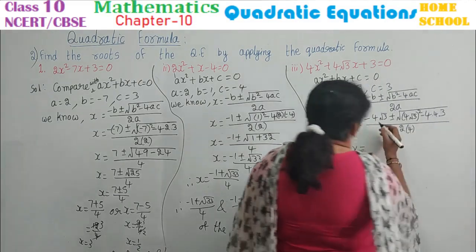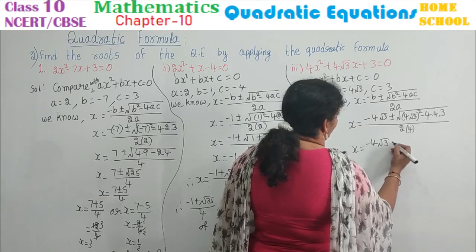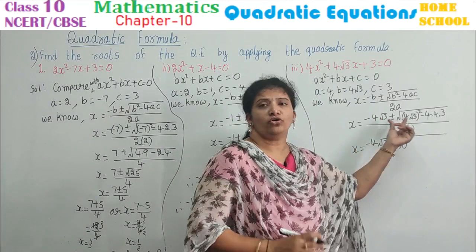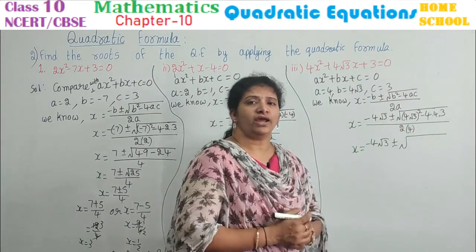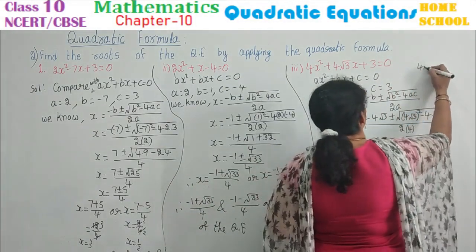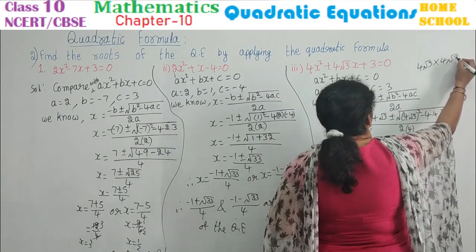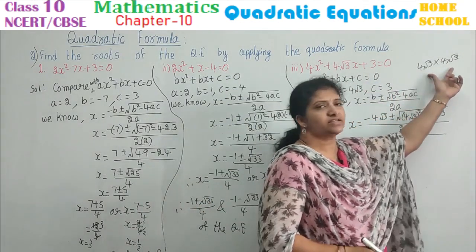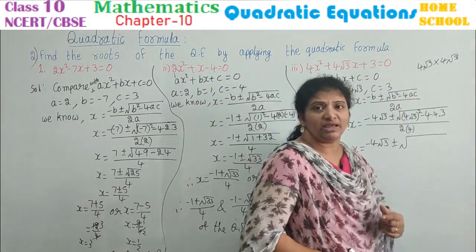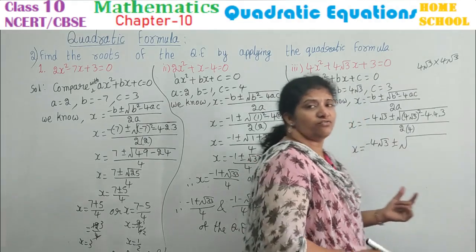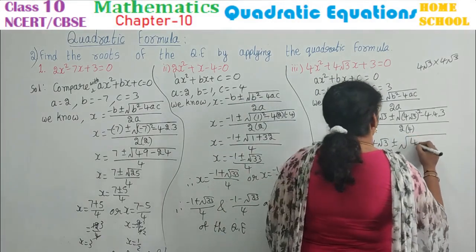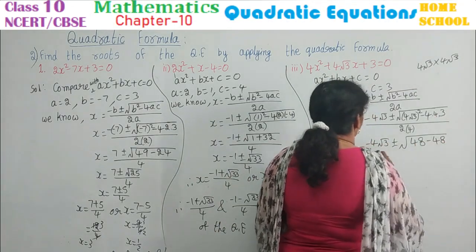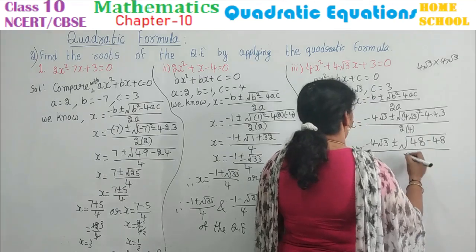x is equal to -4√3 ± √, observe here carefully, (4√3)². How can you get (4√3)²? Observe here, 4√3 into 4√3. Roots you multiply and numbers you multiply separately. 4 fours are 16. √3 into √3 will be 3. 16 threes are 48. 48 minus 4 fours are 16, 16 threes are 48, by 4 twos are 8.